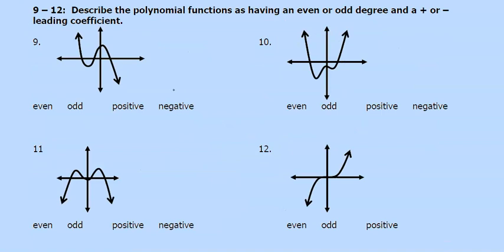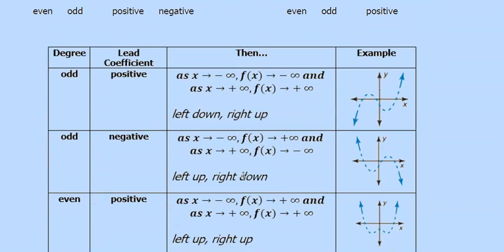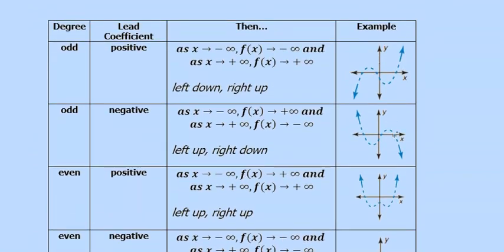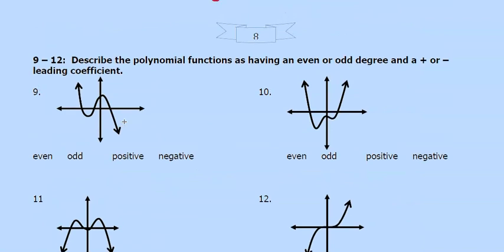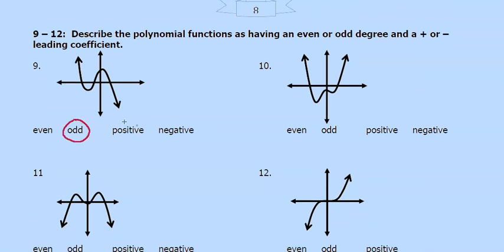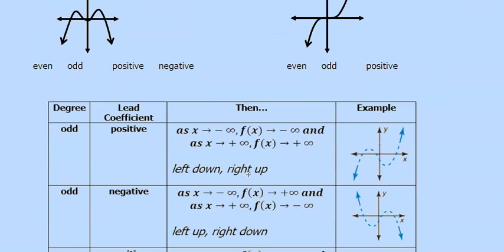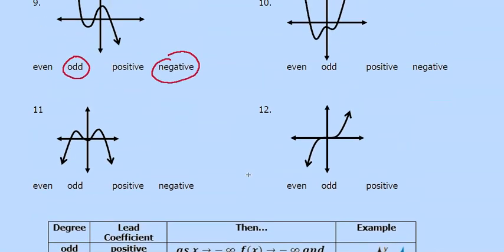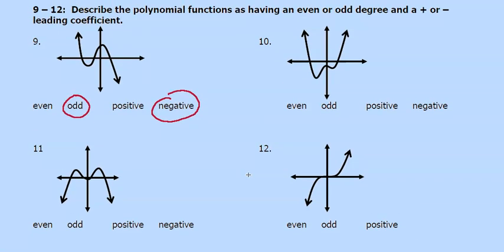Alright, page 9. 9 through 12. Describe the polynomial functions as having an even or odd degree, a positive or negative leading coefficient. So we see this one right here. Let's look at which picture it mostly resembles. It looks like the second one. That's odd and negative. Okay, do the other 3. See which picture matches those the best. Once you finish that, move on to the next section.